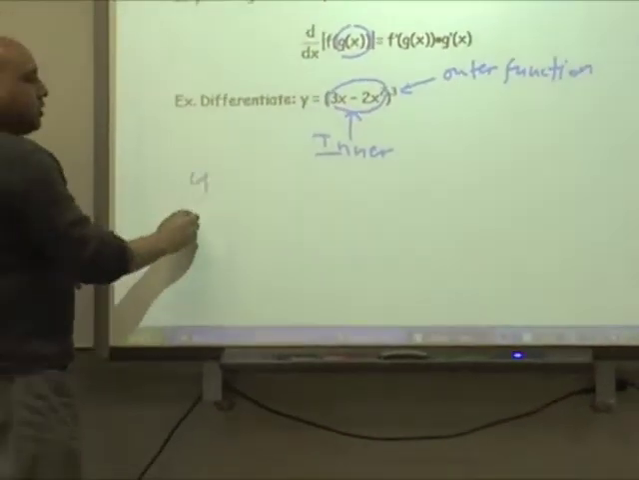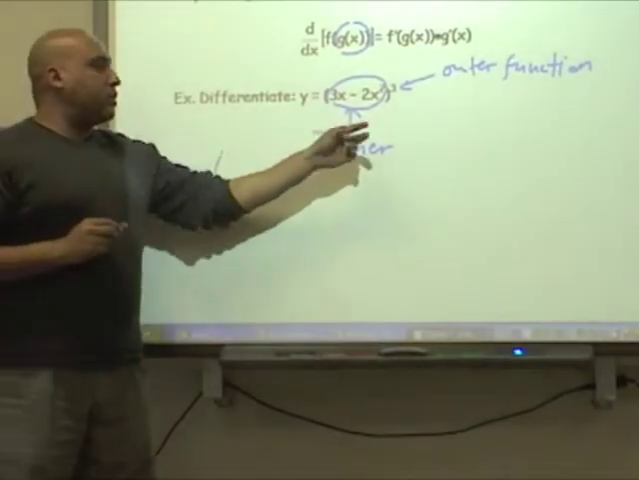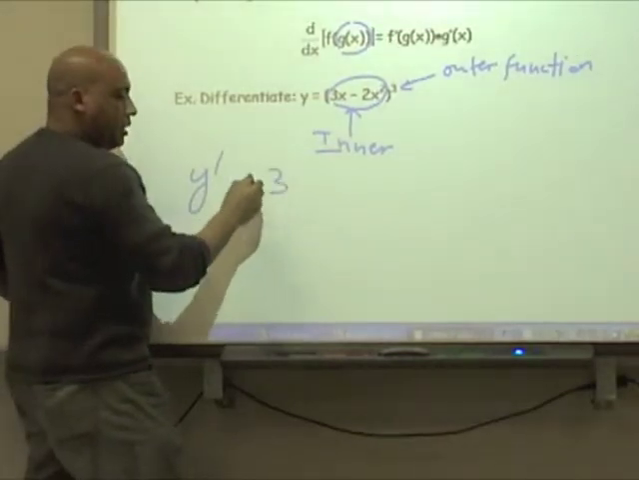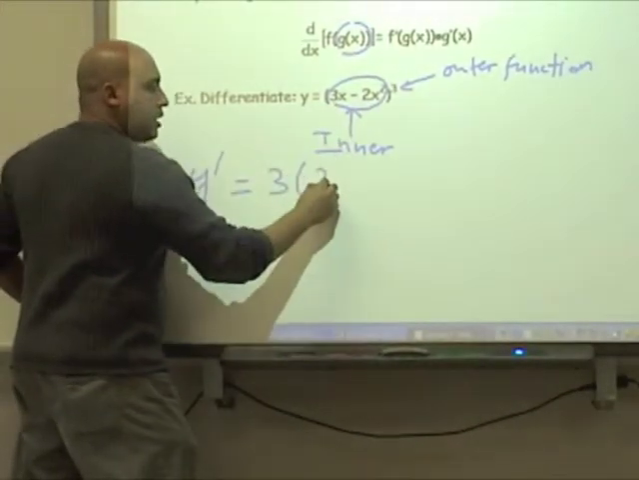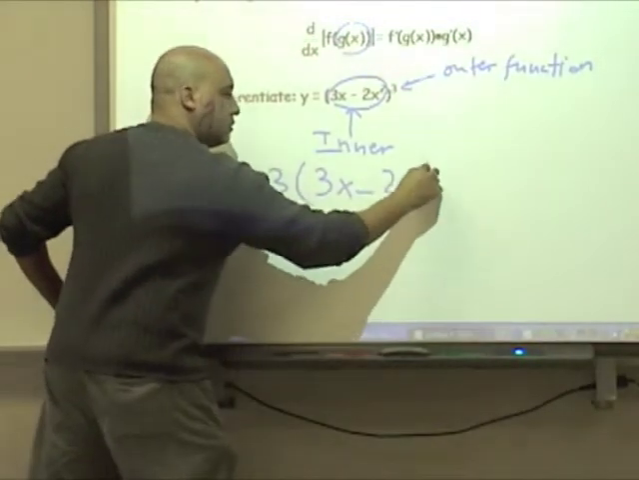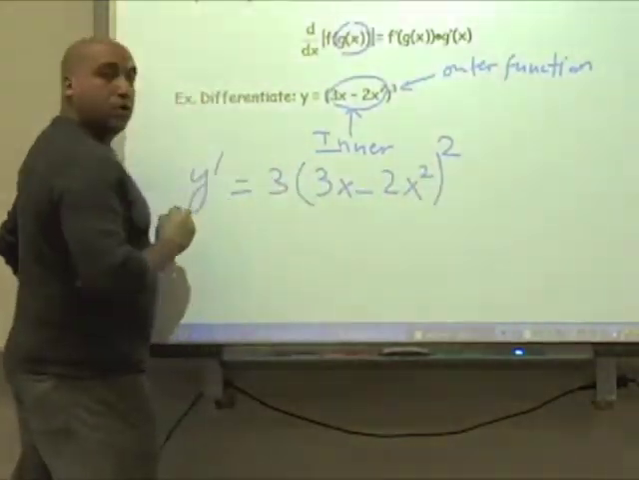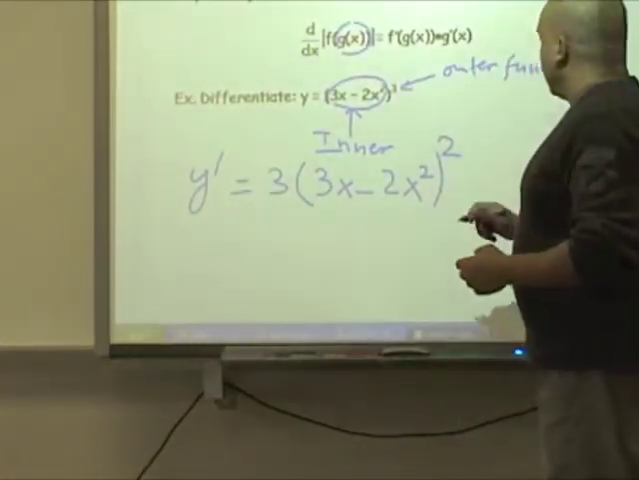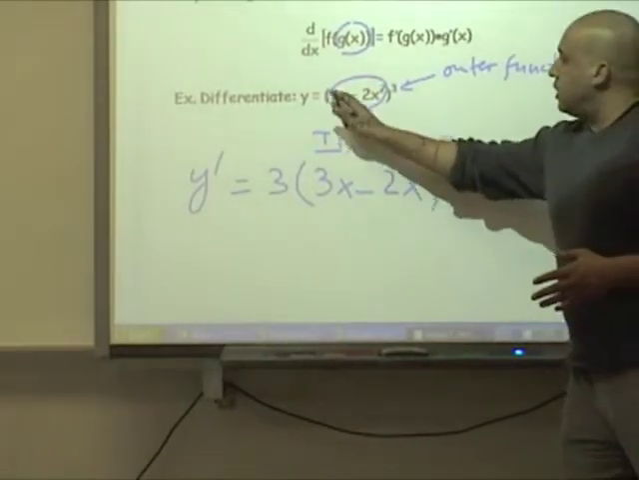So to take the derivative of y, which is y prime, first I need to take the derivative of the outer function. I have a cube here, so the 3 comes down. And then keeping the inner function inside, subtracting 1 from 3, which is 2, so just applying the power rule of derivative, and then I'm going to multiply that by the derivative of the inner function.